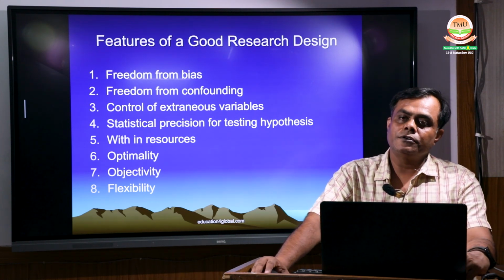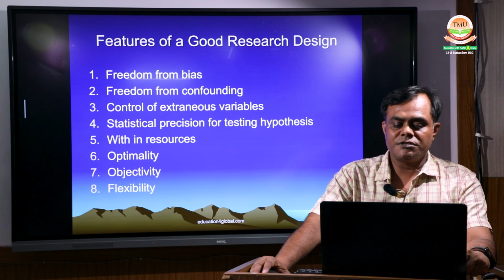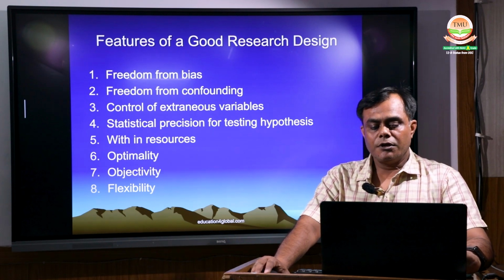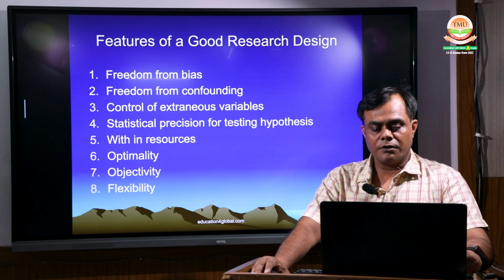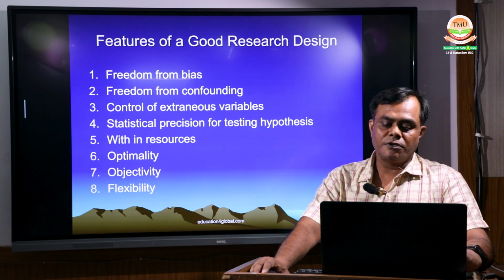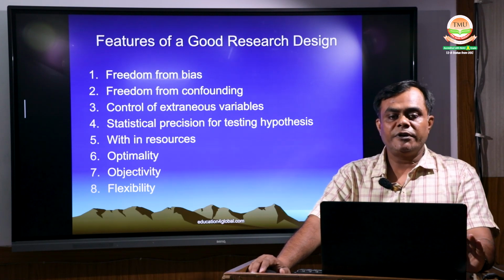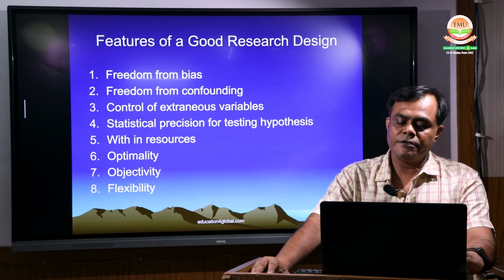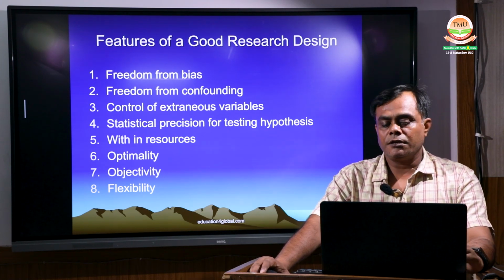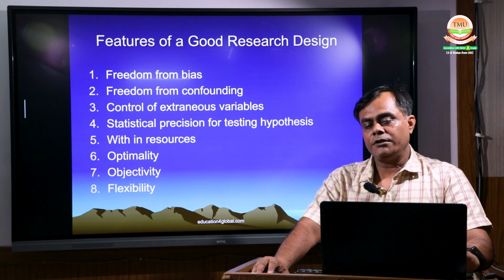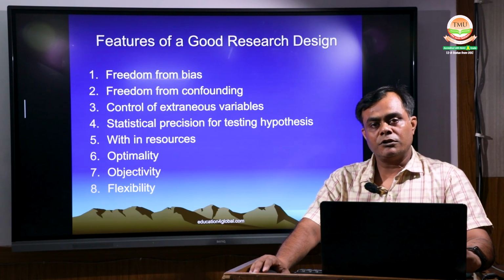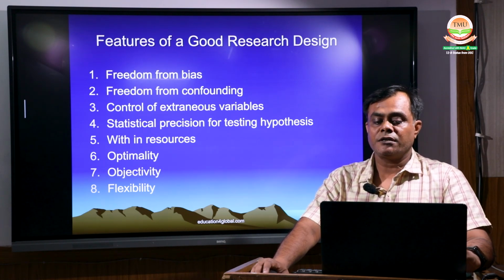In very simple terms, we can say the features of a good research design are: first, freedom from biasness; second, freedom from confoundings; third, control of extraneous variables; fourth, statistical precision for the testing of hypotheses within resources. Whatever the resources, we have to limit our research to the resources. Then optimality, we always use the principle of optimality; objectivity; and finally, the research design has the flexibility to reach a practical solution. Sometimes research gives you a solution, but that solution is not considered practicable.